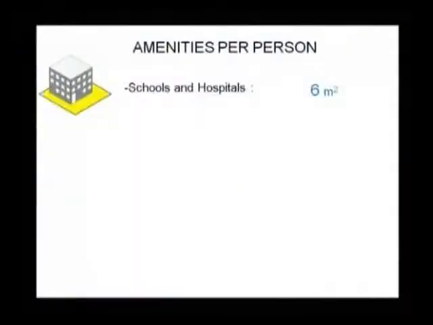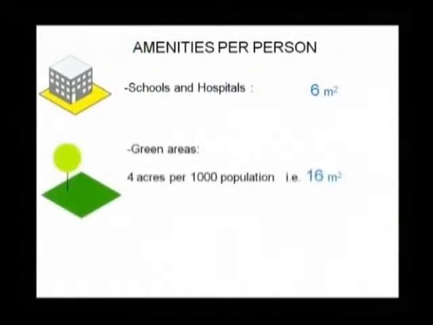If we look at the amenities per person, and these are the amenities recommended by our government and by our authorities. The schools and hospitals should be about 6 square meters per person. This has been lowered recently to 6 meters. It was higher, but this is what's been used in the Delhi Master Plan. Green areas should be about 4 acres per thousand. This is the standard right across, I think, in most places, which comes to about 16 meters per person. If you add that up, it comes to 22 meters.